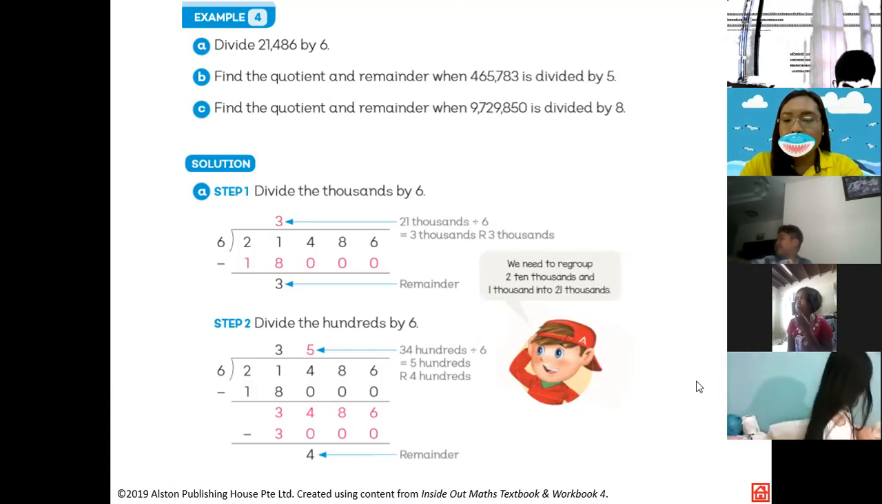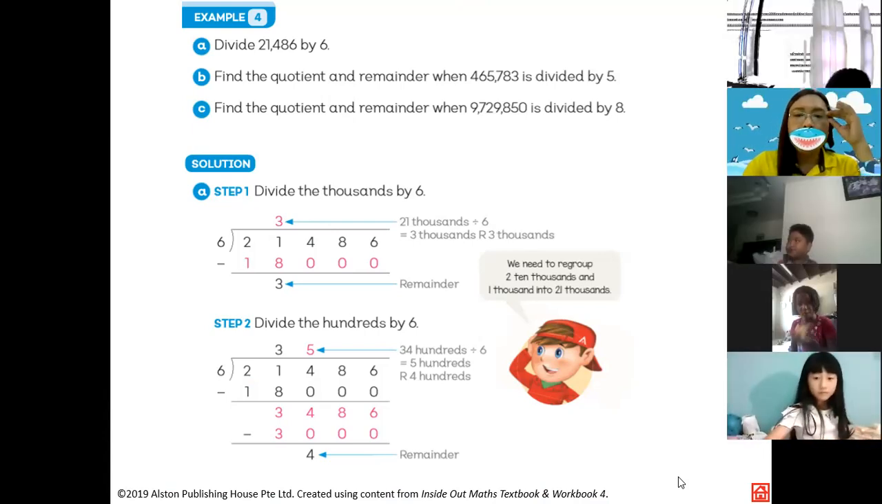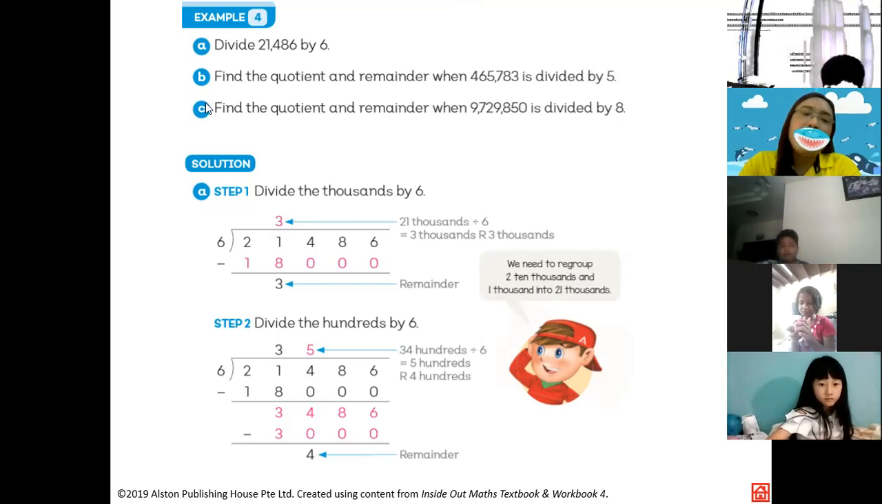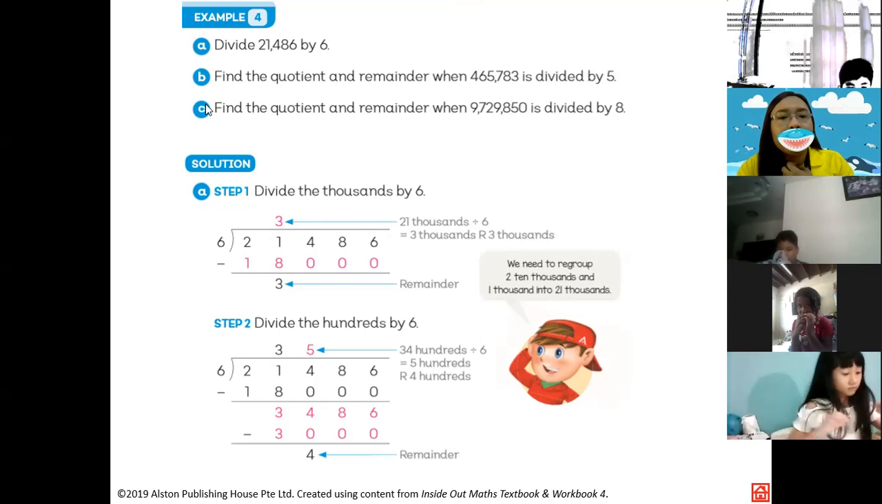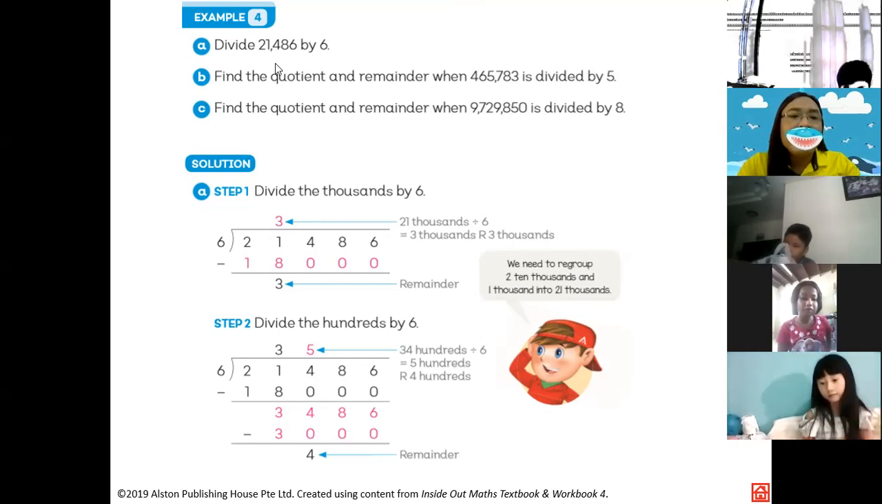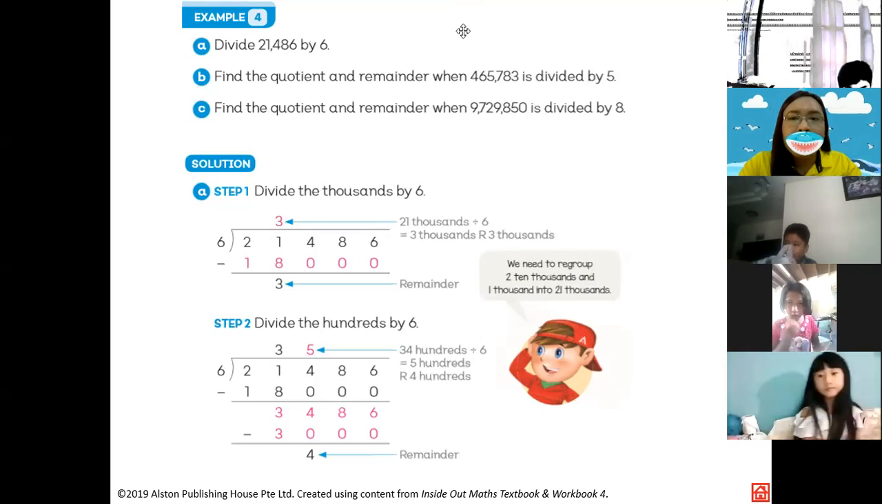Are you ready? Okay, class, I want you to listen now. We have example number 4, A, B, and C. We will start with letter A: divide 21,486 by 6. Here's the solution, class.